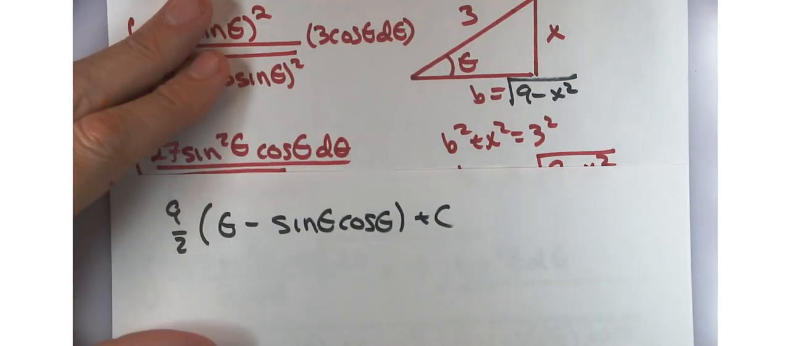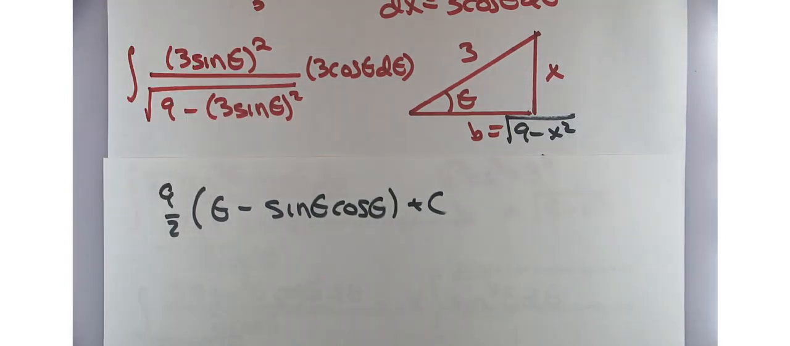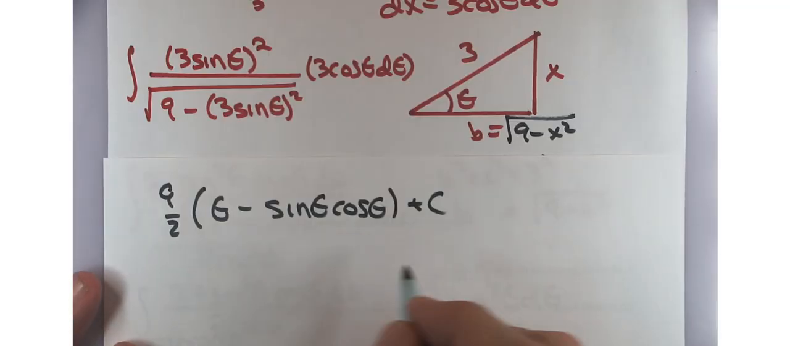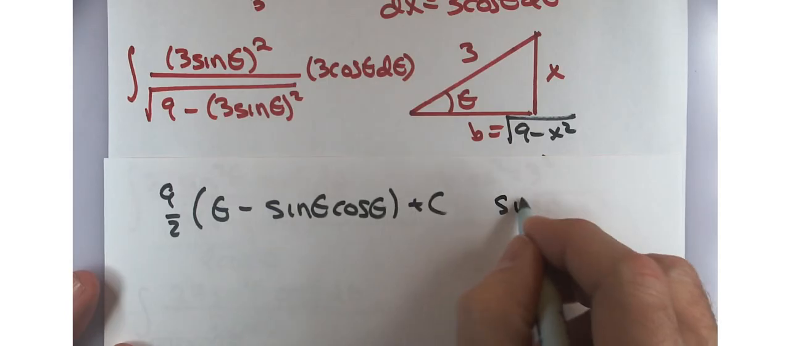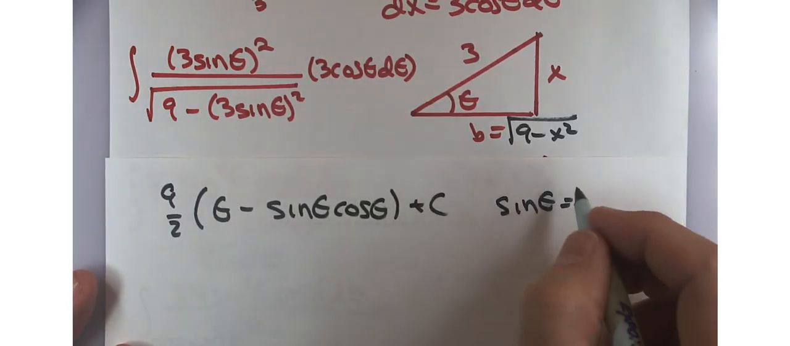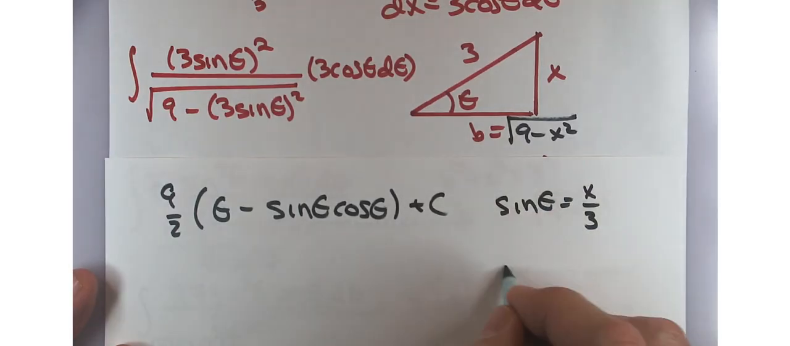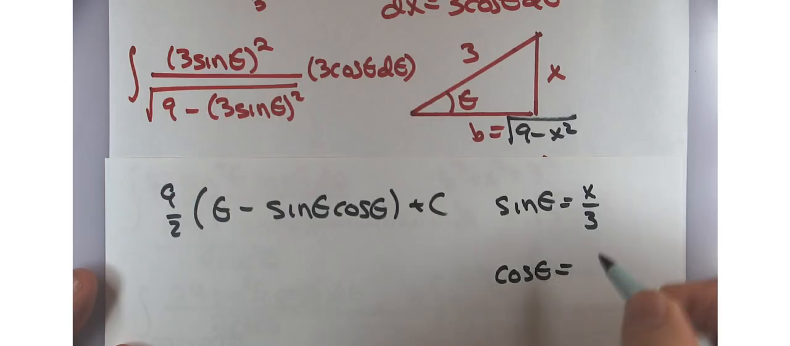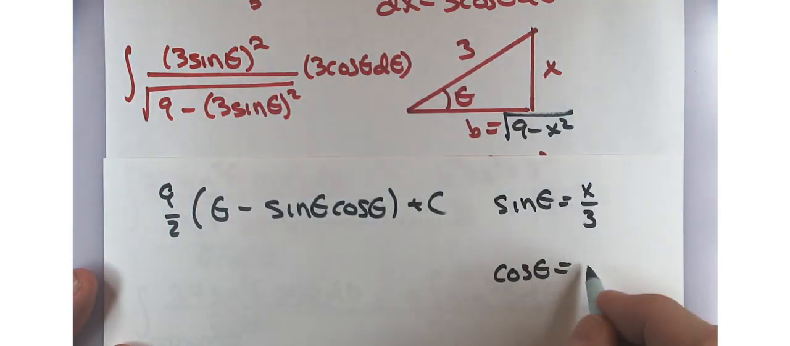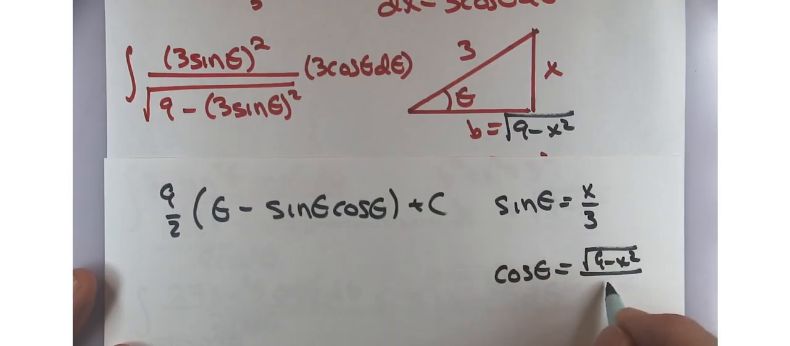We're going to go back and look at our triangle here now. Remember, this is probably going to end up to be something a little bit on the messy side, and that's okay. Let's take a look at sine of theta. Sine of theta we solved for earlier. That's just going to be x over 3. What about cosine of theta? Adjacent over hypotenuse. That's going to be the square root of 9 minus x squared over 3.